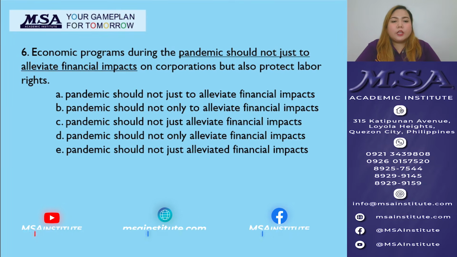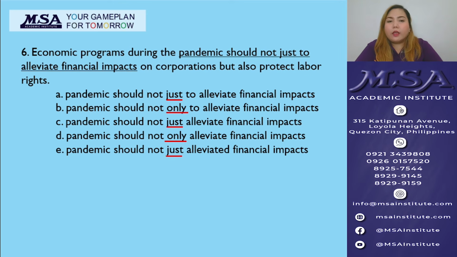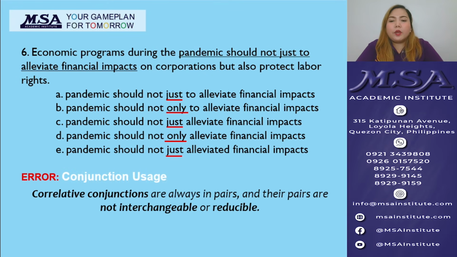For our next sentence correction item, if you still can't identify the error on the underlined parts of the sentence, then you can check the choices. In some of the choices, the word just is replaced with the word only. That's because the error in this sentence is in conjunction usage. Remember, correlative conjunctions always come in pairs, and their pairs are not interchangeable or reducible. Therefore, but also must always be paired with not only. Therefore, the correct answer in this sentence is letter D.